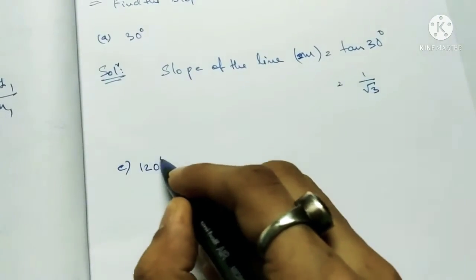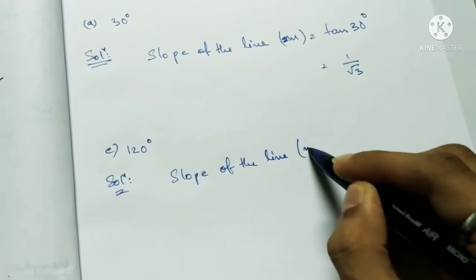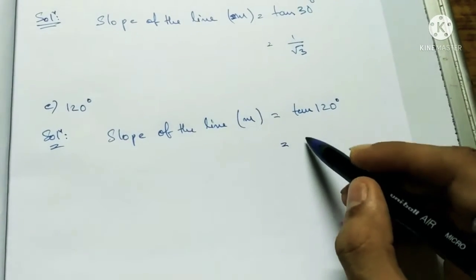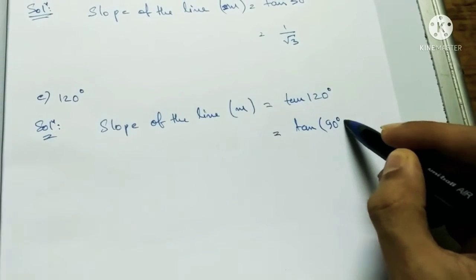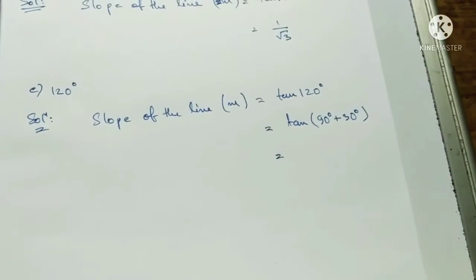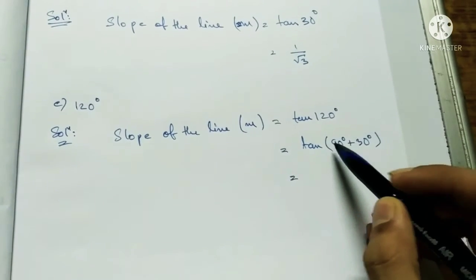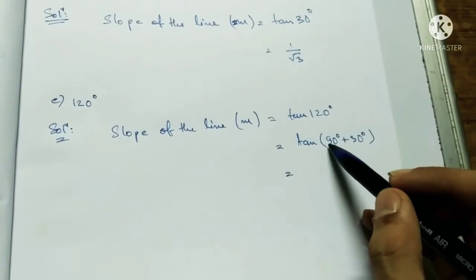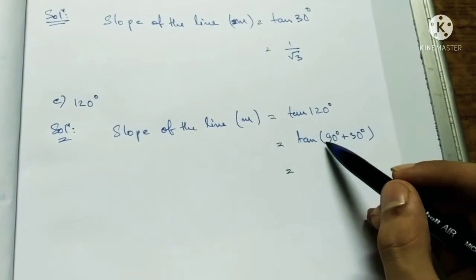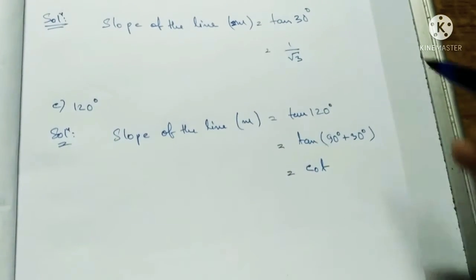Next I am showing part C, that is 120 degrees. So the slope of the line, m, is equal to tan 120 degrees, which I can write as tan of 90 plus 30 degrees. This is 1 into 90, I can write. In trigonometry, if you remember, n into 90 plus theta, here n is odd. So since n is odd, tan will change to cot.